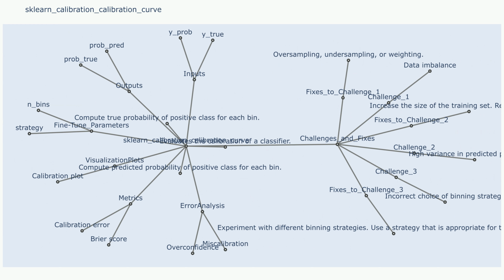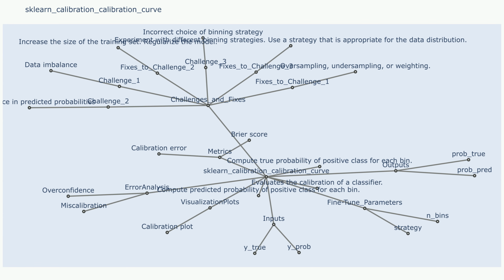Challenges and fixes. Challenge 1. Challenge description. Inadequate binning can lead to a distorted calibration curve, making it difficult to accurately assess calibration. Sample use case. A model with a very skewed distribution of probabilities might require a non-uniform binning strategy to capture the variations effectively. Fixes. Adjust the n_bins parameter to find a suitable balance. Experiment with the quantile strategy for binning, especially when dealing with skewed distributions.